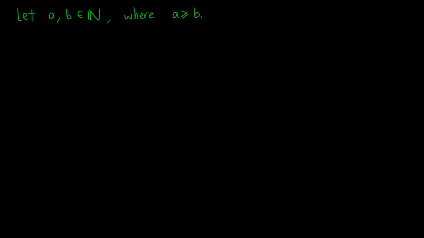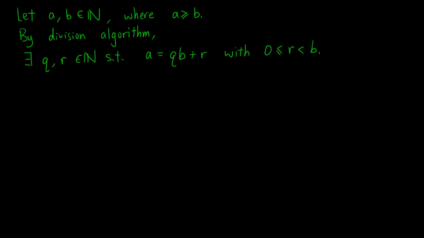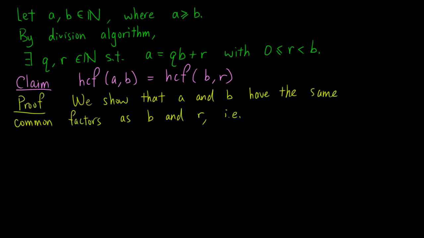Now, consider positive integers a and b, where a is greater than or equal to b. By the division algorithm, we know that there exist positive integers q and r, such that a equals q times b plus r, where r is greater than or equal to 0 and less than b. We give an important observation here, which is that the HCF of a and b equals the HCF of b and r. To prove this, we show that a and b have the same common factors as b and r. In other words, c divides a and c divides b if and only if c divides b and c divides r.